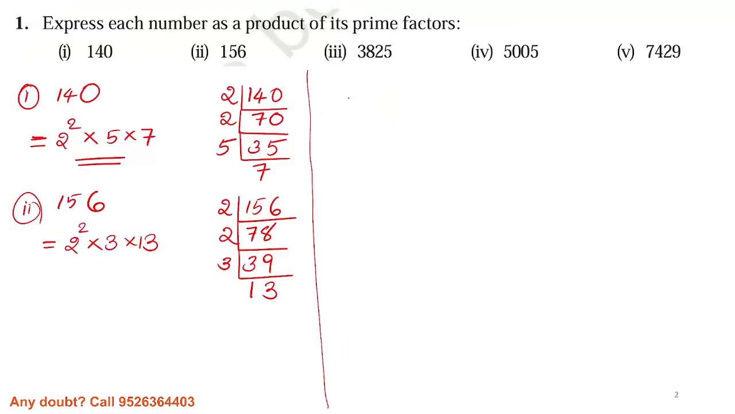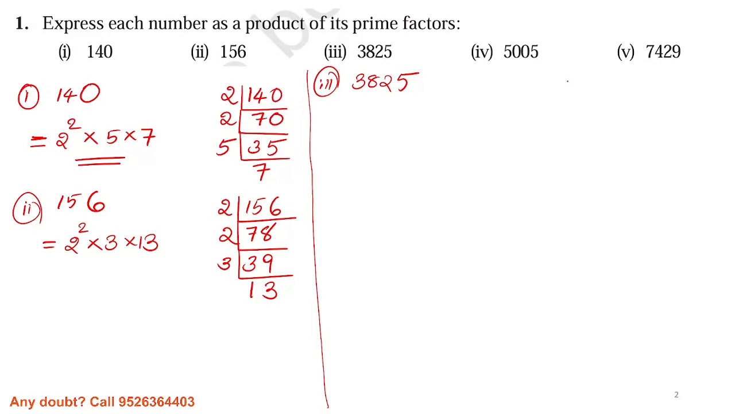The next one is 3825. 3825 is to be expressed as the product of prime numbers. Okay, all of you listening? Understood? Never leave the class. Okay, never leave the class. There will be exams after 2 weeks, after some 14 days, there will be an exam.